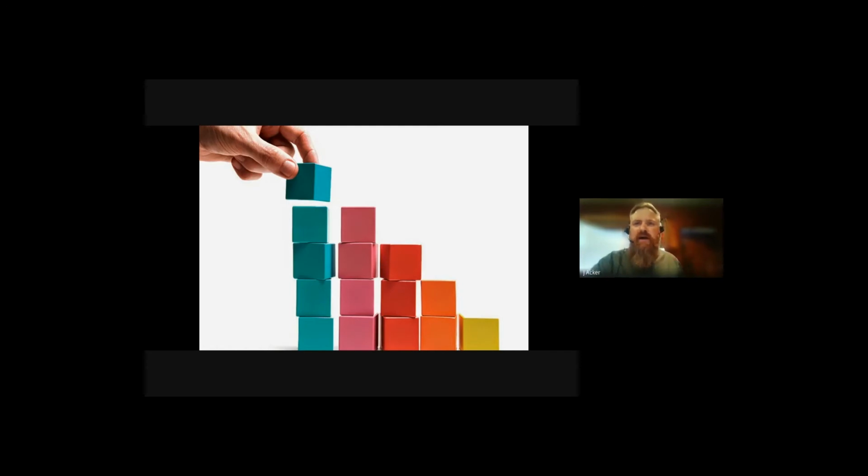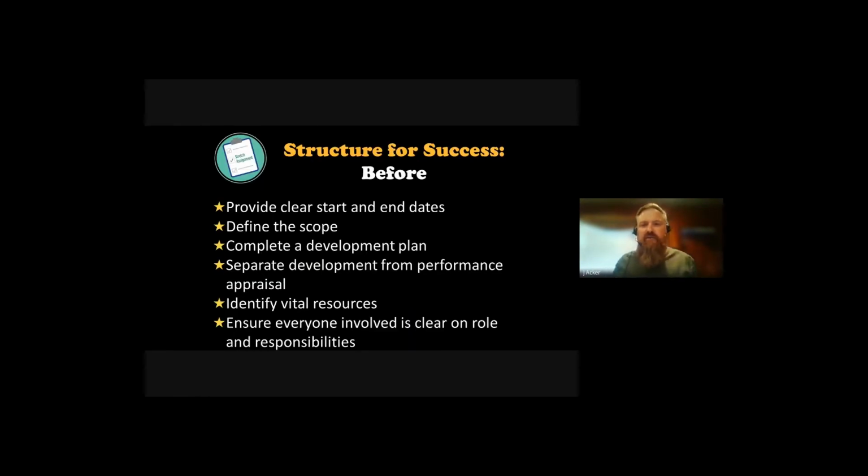So now let's talk about how to structure a stretch assignment for probable success. Of course, every stretch assignment has a beginning and an end that are clearly defined. And so we're going to break this down into 3 parts: things that you can do before, and then things that you can do during, and actions that you can take after the fact. Okay, so structuring for success before: provide clear start and end dates. Define the scope of the assignment. What is and what is not included in this assignment?